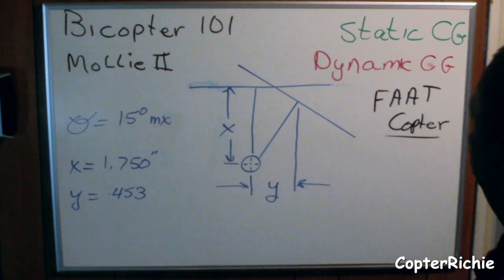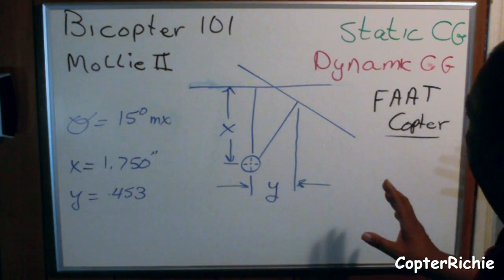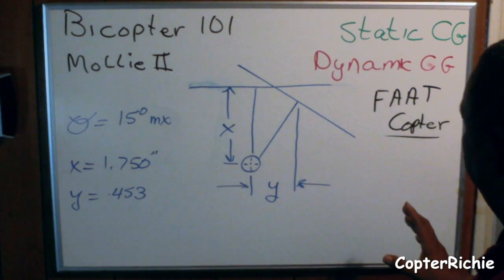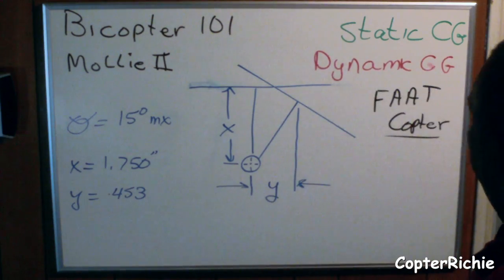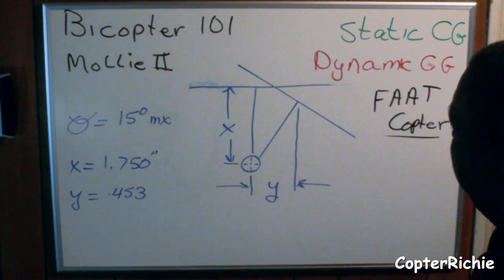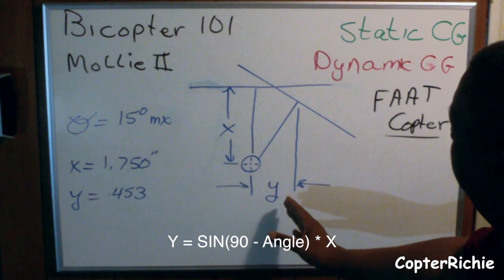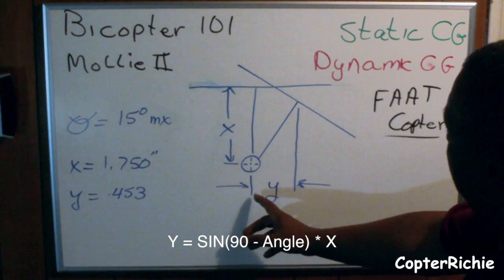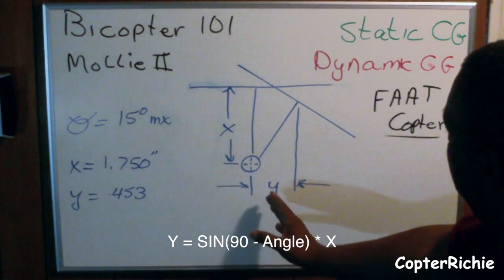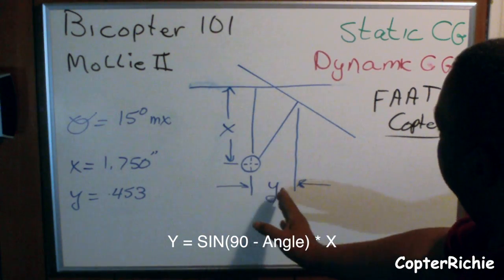Now there's two ways to address this issue that I have come up with at this stage. One is a static CG. That's where we tune the copter for forward flight by offsetting the CG to balance forward.